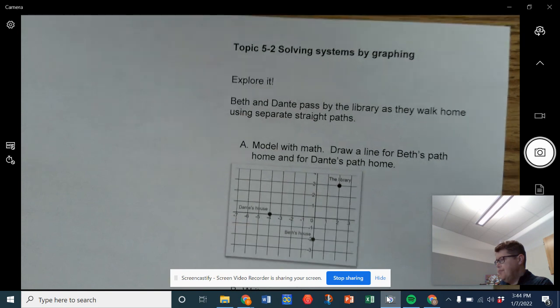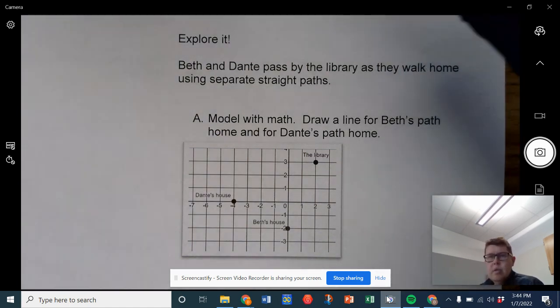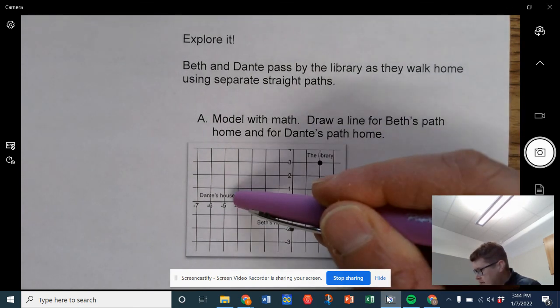Okay, so explore it. Beth and Dante pass by the library as they walk home using separate straight paths. Modeled with math. Draw a line for Beth's path home and for Dante's path home. Well, we've got the library right here. We've got Dante's house. We've got Beth's house.